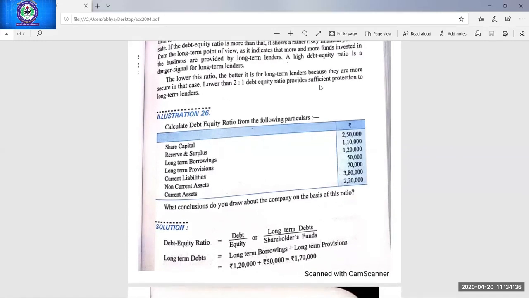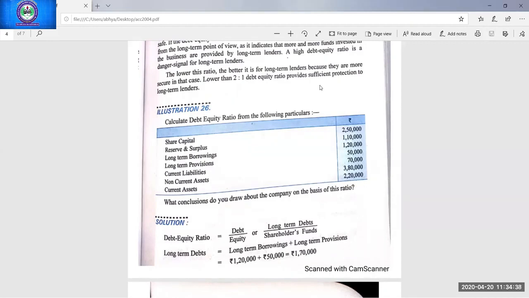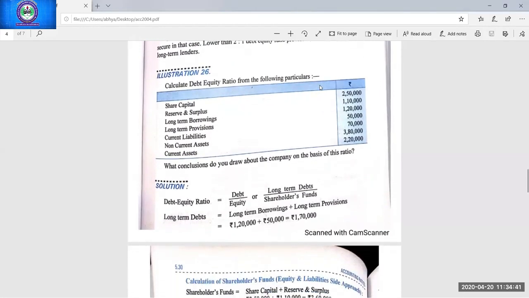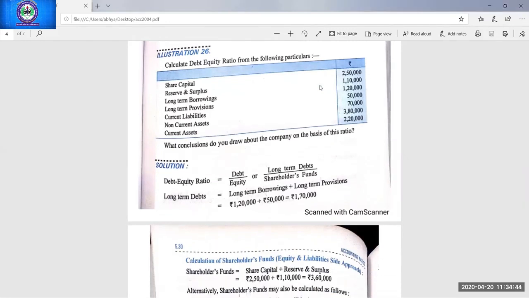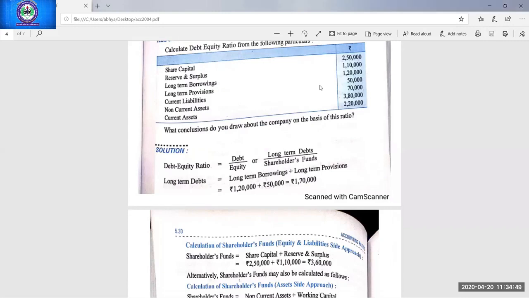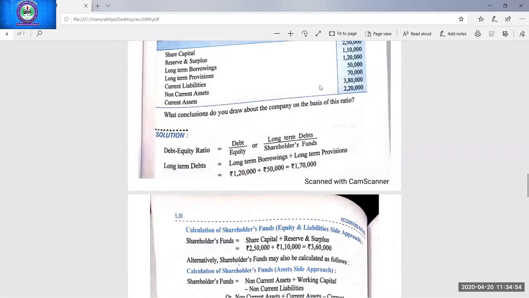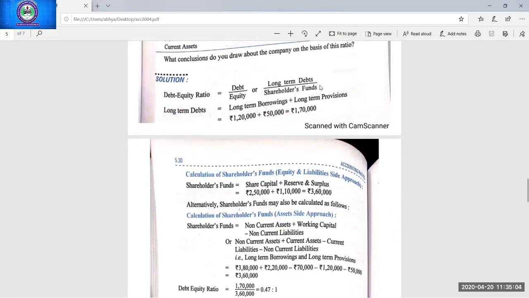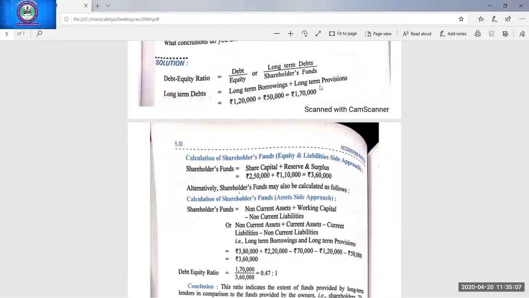For equity, 2 things are required, share capital and reserve and surplus. Share capital, shareholder fund, share capital is given plus reserve and surplus, which is also given. 250 plus 110, 360. Now put the values in the formula. 170 upon 360. So the answer is 0.47 is to 1.